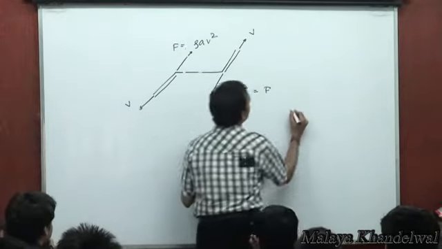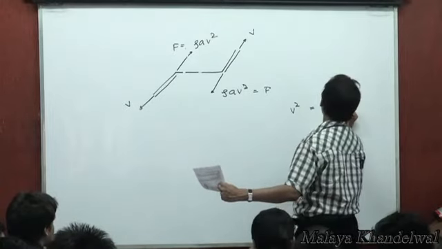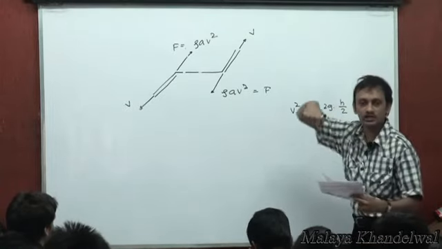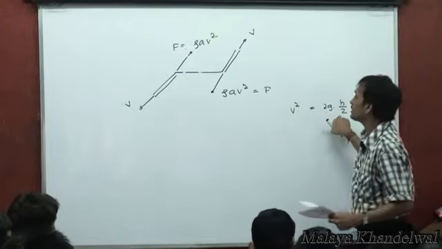Where v squared is 2g into h by 2. Realize that? It's because of height h by 2 that this velocity is there, velocity of efflux. So v squared is gh, right?